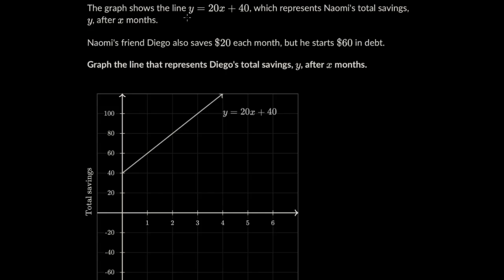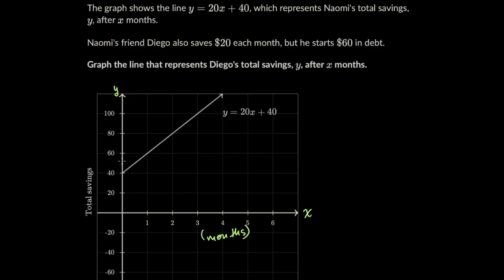The graph shows the line y is equal to 20x plus 40. We can see that right over there, which represents Naomi's total savings y after x months. So the savings, that's going to be on the y-axis, and then the x-axis right over here is in months. Let me label this. This is given in months. Months right over here. This is total savings.